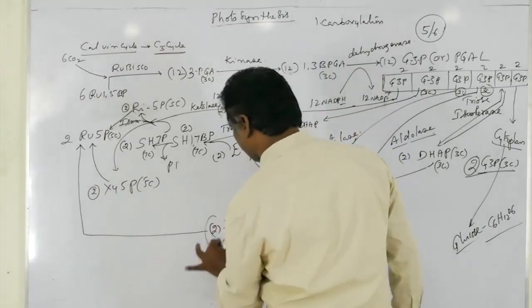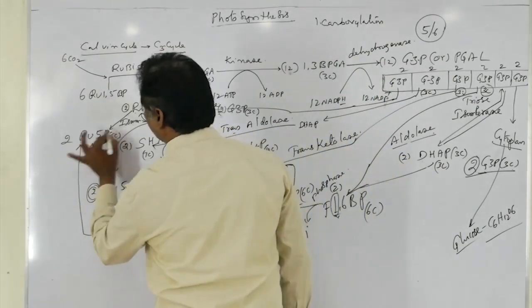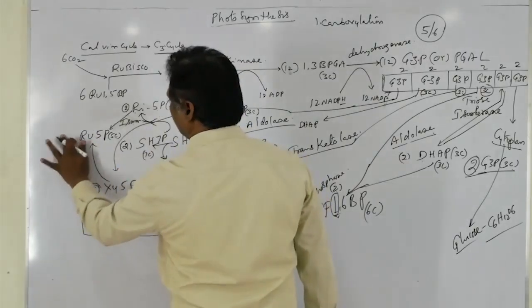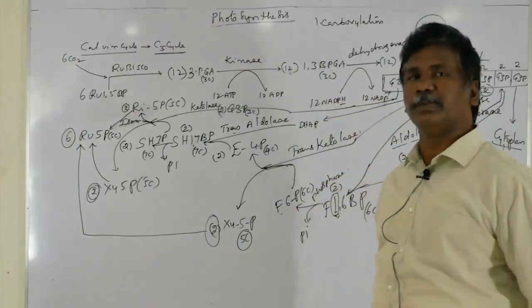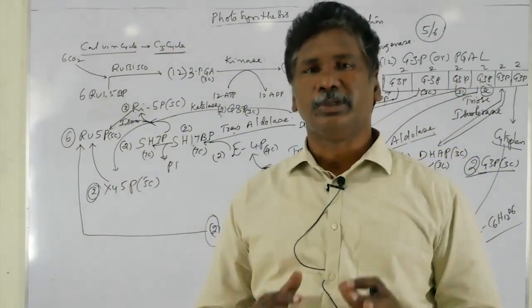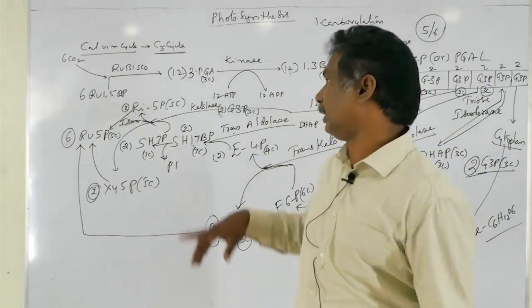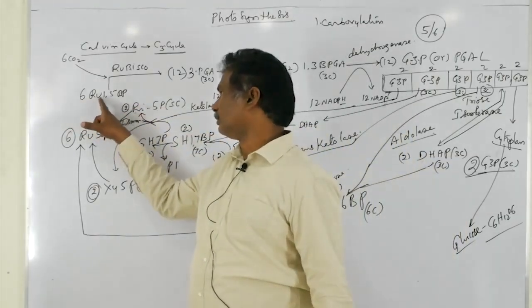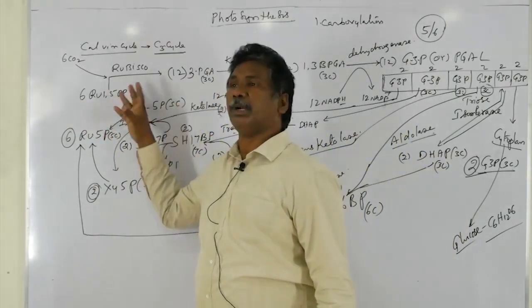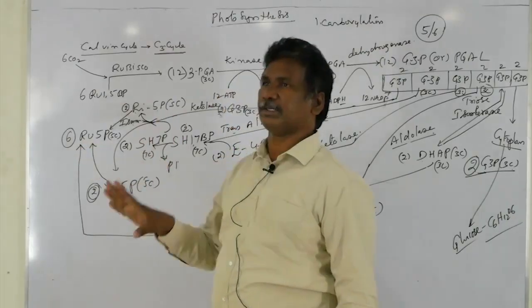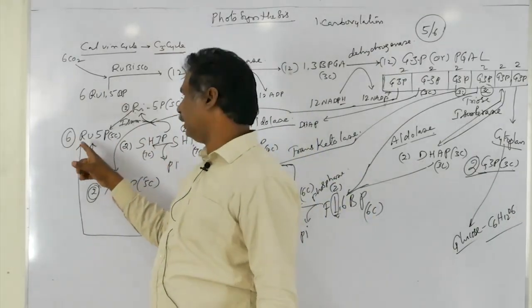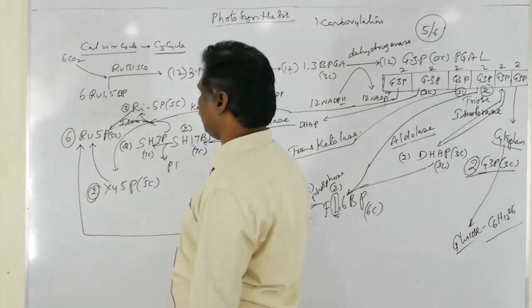Totally, these 2, these 2, these 2, total 6 molecules of ribulose 5-phosphate are formed. But what we need is ribulose 1,5-bisphosphate; right now it is only ribulose 5-phosphate.